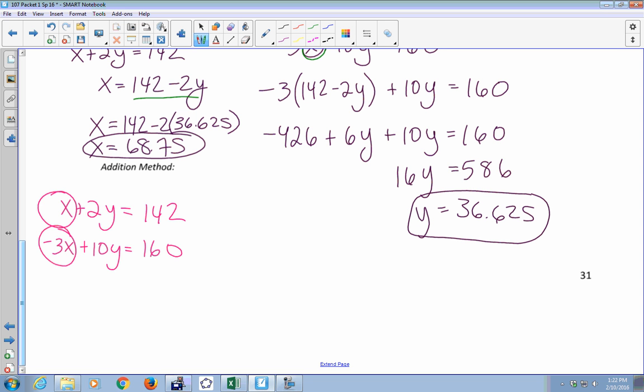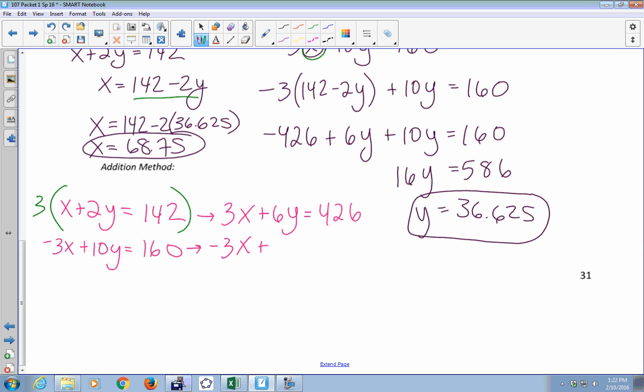3. Okay. Just 3 because I have negative 3 here. And I'm going to add them. So what I'm going to do is multiply the entire first equation by 3. And then I'm going to rewrite my two equations. So my first equation is going to become 3x plus 6y equals 426. And then my next equation, I'm not going to do anything. I'm just going to rewrite it underneath this one. Negative 3x plus 10y equals 160.